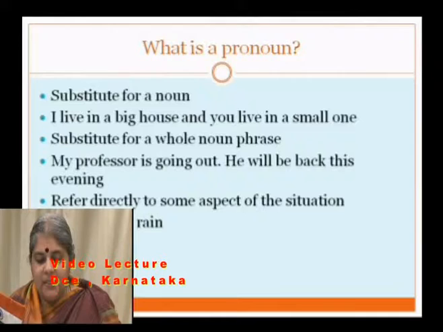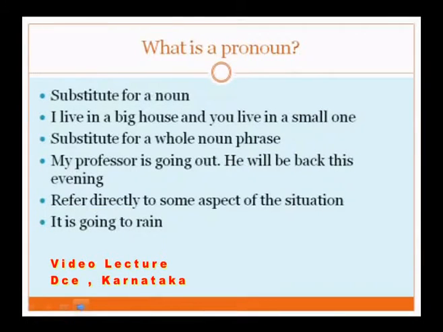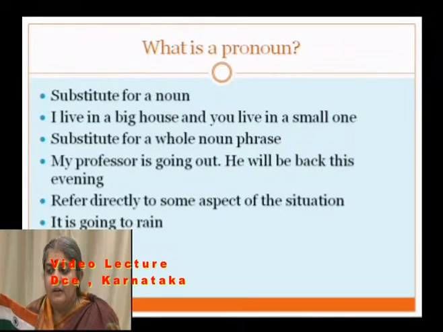We shall look into pronouns. What are pronouns? Pronouns are words which substitute for a noun, a whole noun phrase also, and several noun phrases too. Now, first let us try to understand how they substitute for a noun.